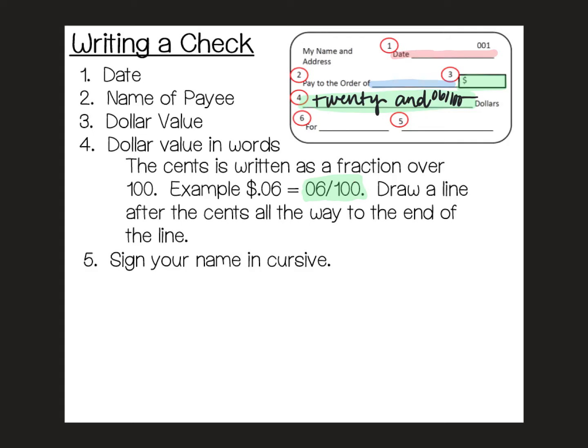You have to sign your name in order for the check to be able to be cashed by someone, and that goes right here in number 5. And then number 6 is optional, but you can write what the check is for. So if you want to write your water bill, cell phone, something like that, it would go in this little box 6.